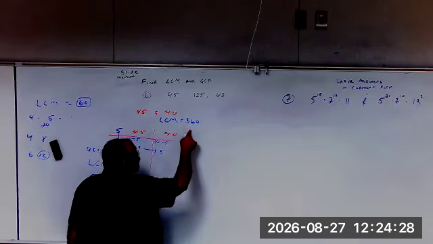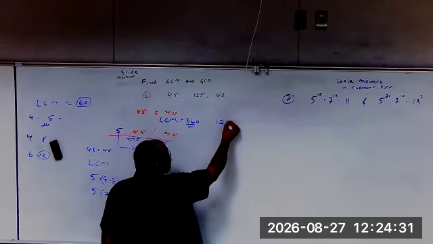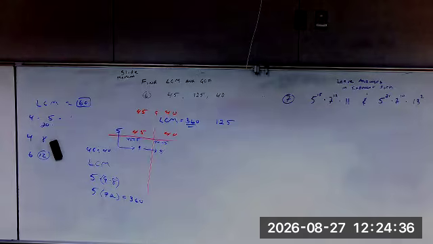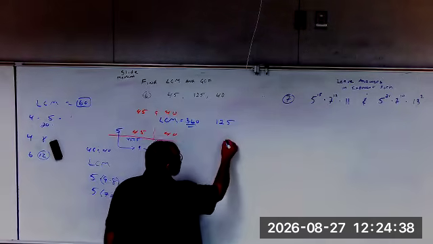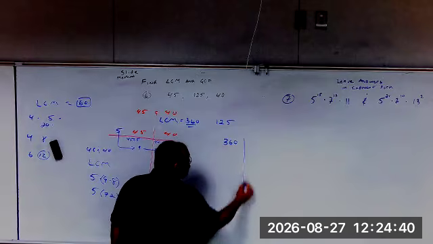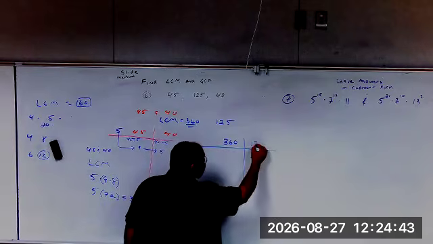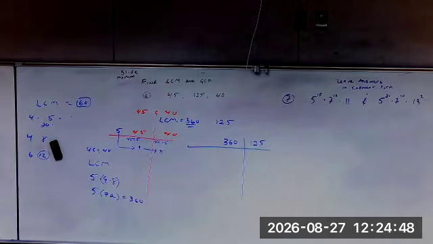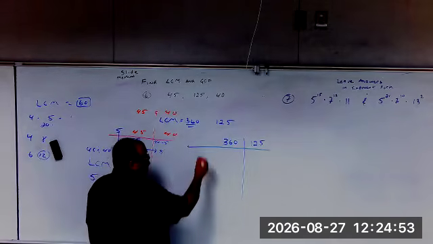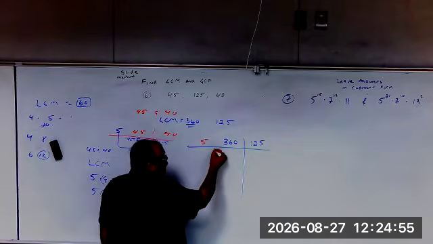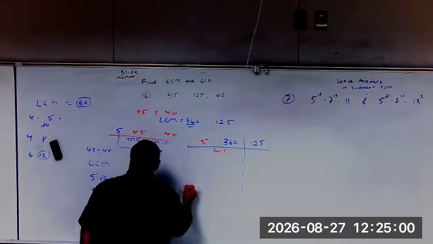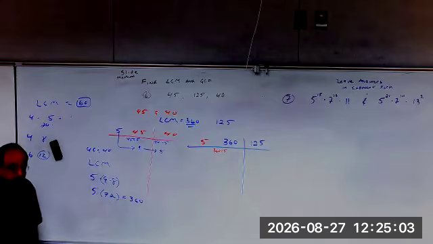Now we got to find the least common multiple of this 360 and the 125. So we go one more time. 360 and the 125. Pick a number that goes in each one. 5. So 360 divided by 5, and that's going to go in 72 times.